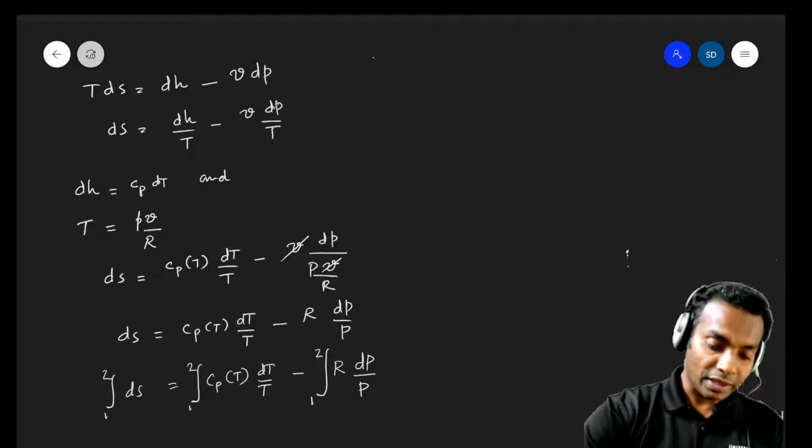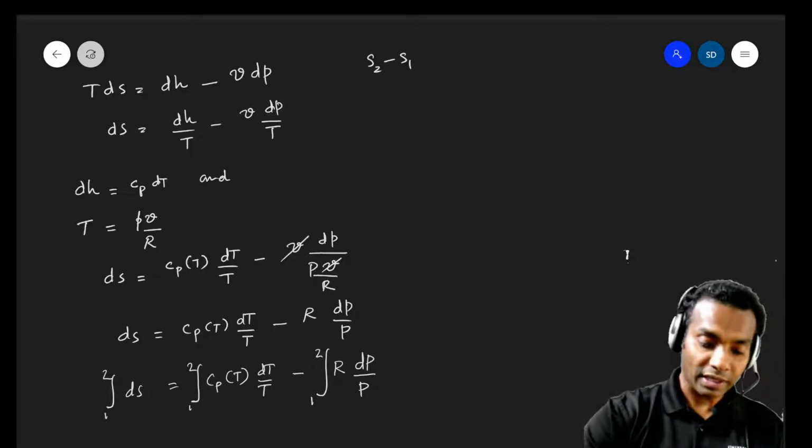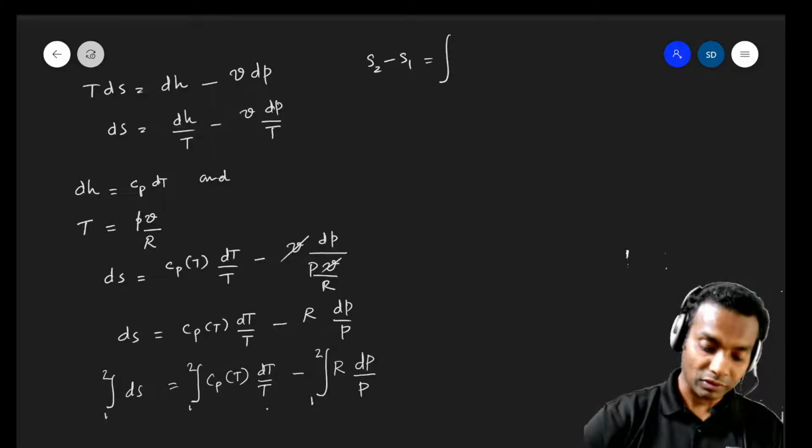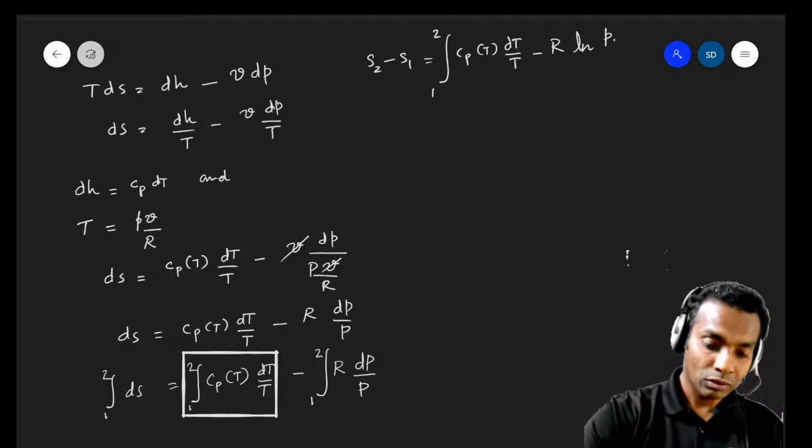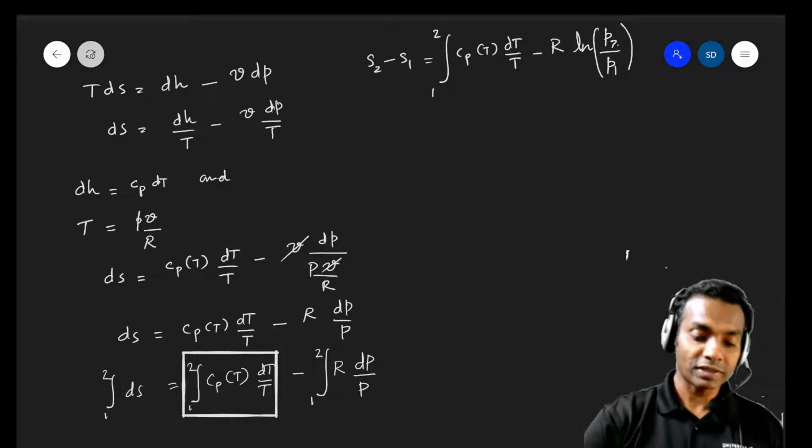Now this is going to be S2 minus S1 on the left hand side, and we still cannot solve the first term on the right hand side, because we still don't know the function of cp in terms of T, so we just leave that the same. Minus R can be taken out, and then dP over P is natural log of P2 over P1. So that's the second equation.